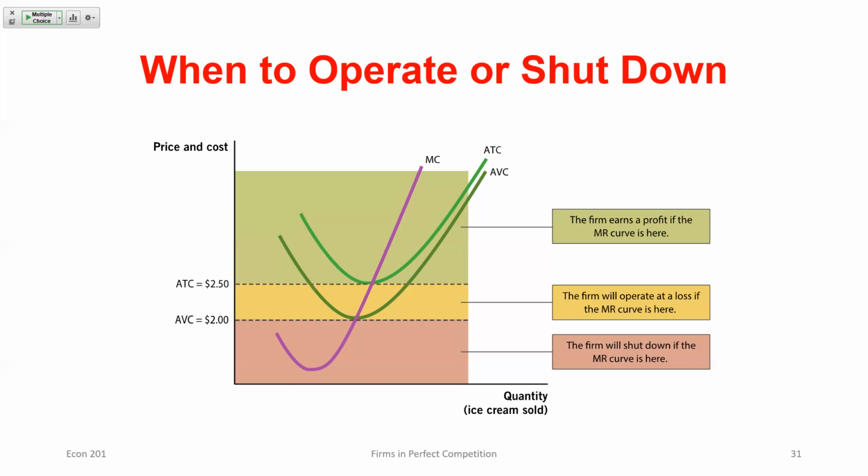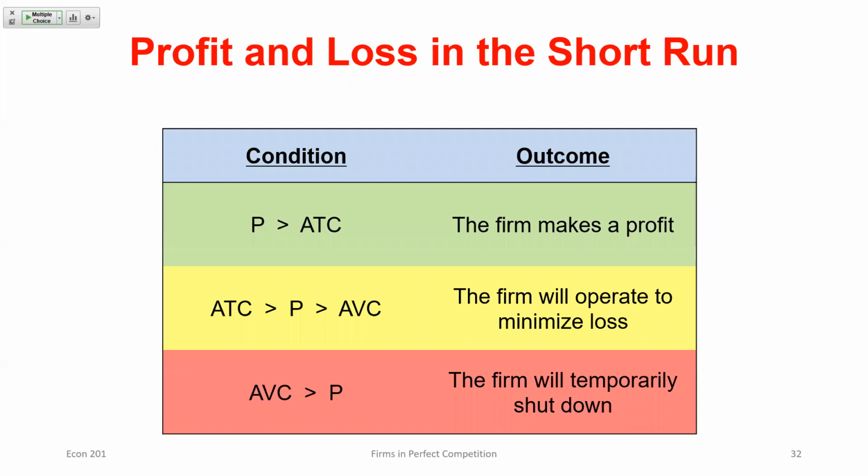Yeah, I'm operating at a loss. You can think about it as anything here that's not green, it's all at negative economic profits. But within this band, this yellow band, these are all prices for which I would still remain open because I'd be minimizing my losses. All right, so we've got a nice little summary of those ranges.